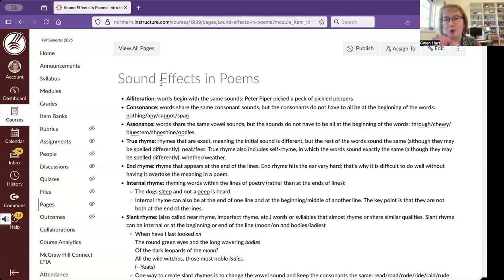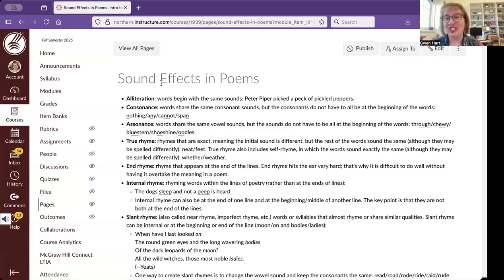So alliteration, you probably remember from elementary school, where the initial sounds of words that are close to each other are the same. So like Peter Piper picked a peck of pickled pepper says the peas, right? That's an extreme example, but it uses a lot of alliteration.